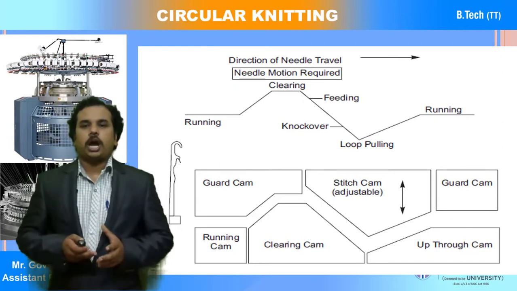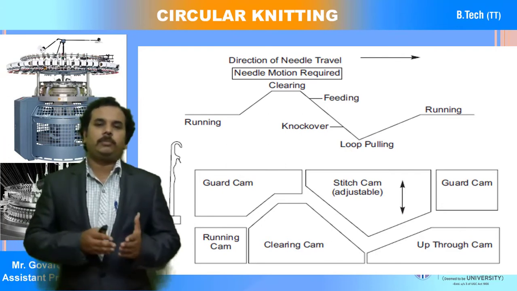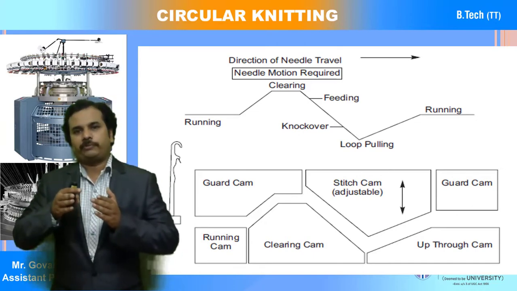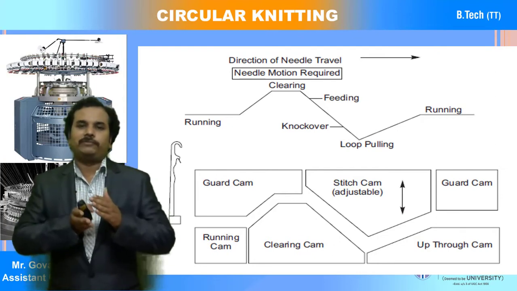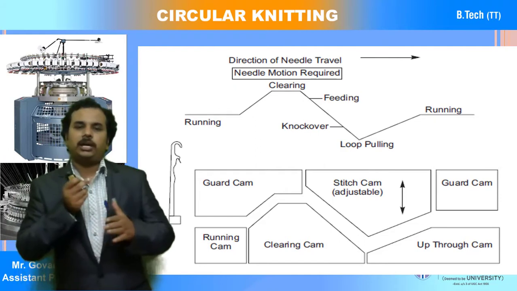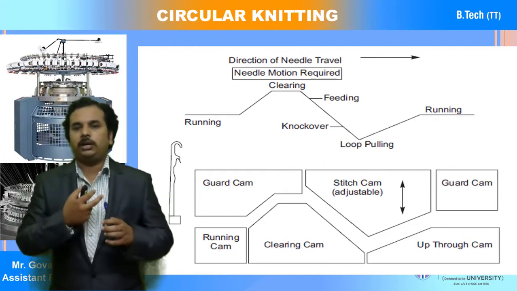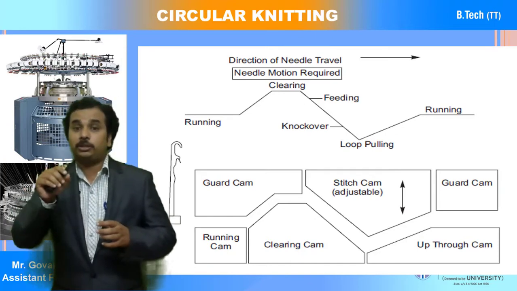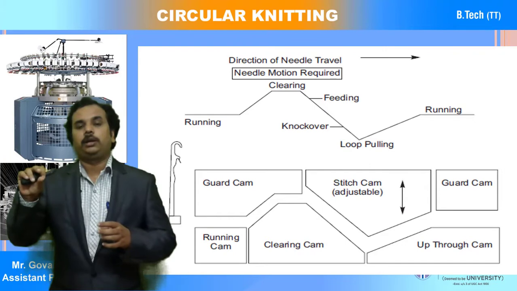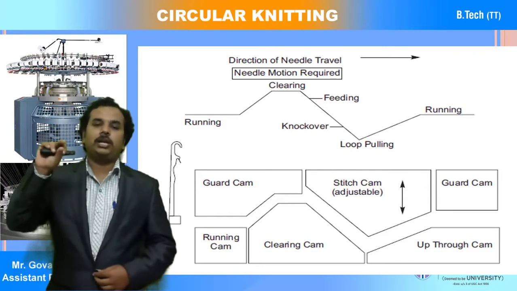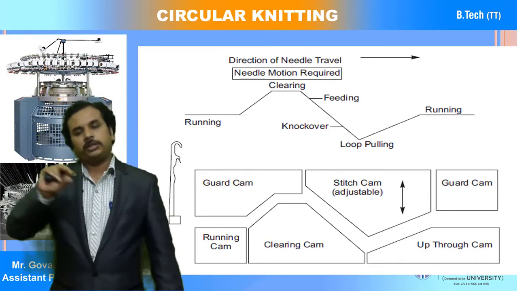Next one is the up through cam. After the needle butt passes through the run-in cam, the needle is raised up with the help of the clearing cam, because the angle of the clearing cam groove is like an angular motion, so that when the needle is moving along with the cylinder, the needle follows the cam track. Nothing but the needle butt follows the cam track. If the cam track is straight, it will go straight. If it has an angular motion, it will go up and down.